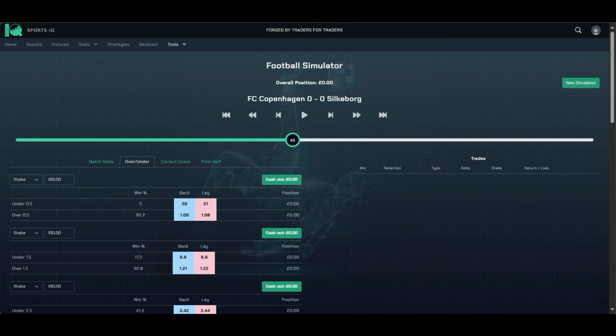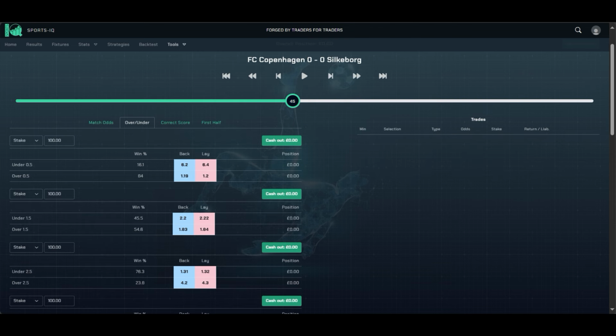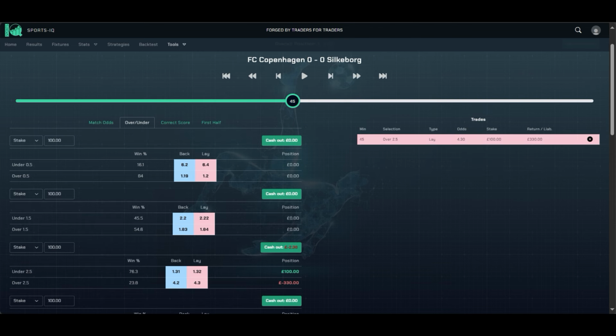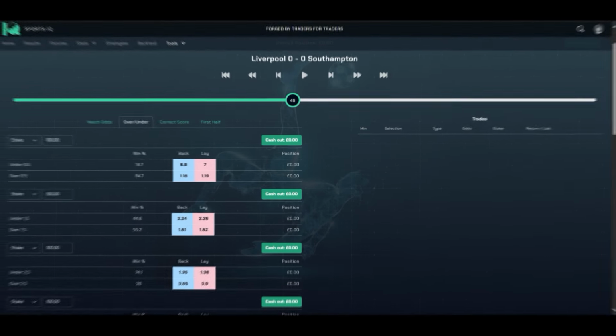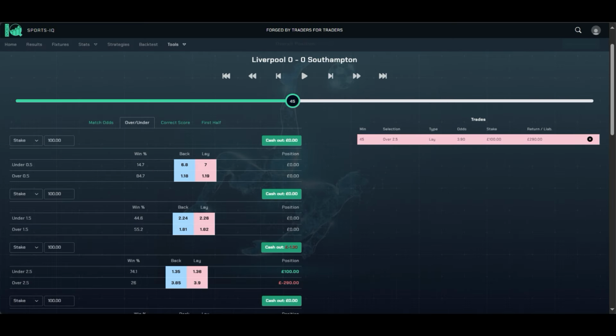It's 0-0 at half time and the odds are 4.3 to lay. I will stick a lay of £100 in and push the timer forward. After 10 minutes there's been no goals and we receive a profit of £36.76. Bloody boom. Next we have Liverpool vs Southampton.